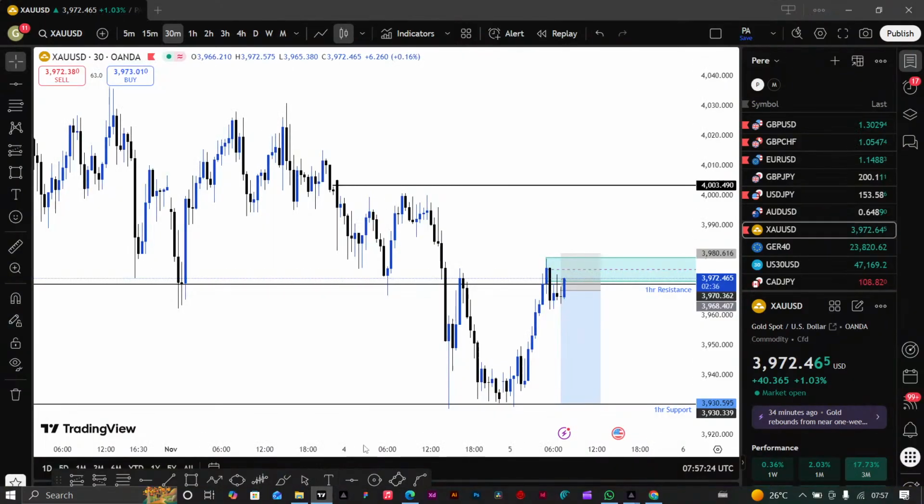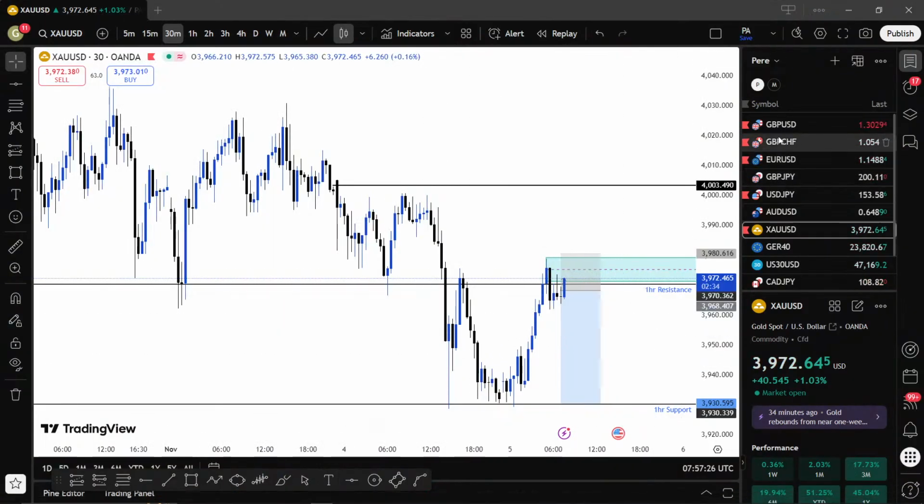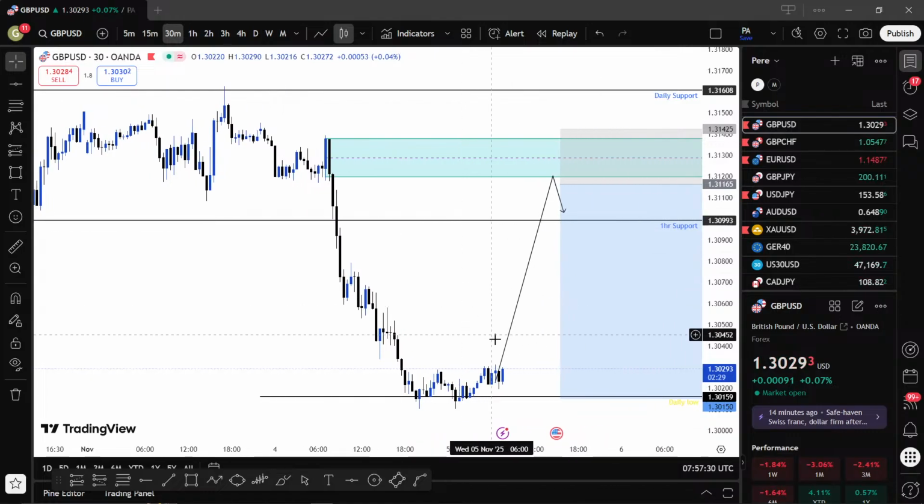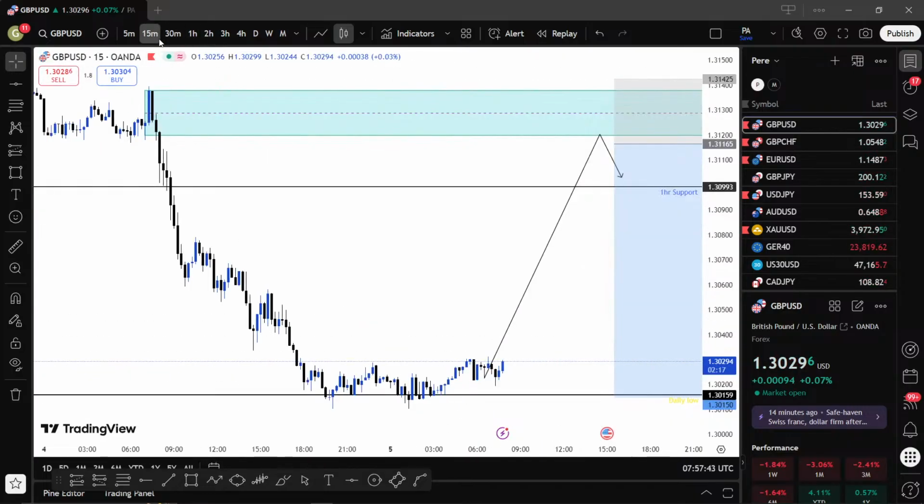Now let me move over to the setup we had earlier. Let me start from GBP USD. On GBP USD, we are considering selling it if the market comes back to this top. I believe the market will come back to this top, but that doesn't mean I have to sell from here. I'll have to wait for the market to play that out. If the market doesn't play it out, I have nothing to do with it.